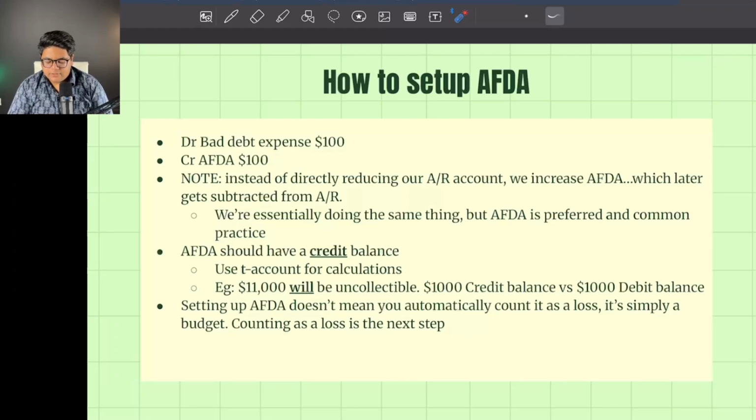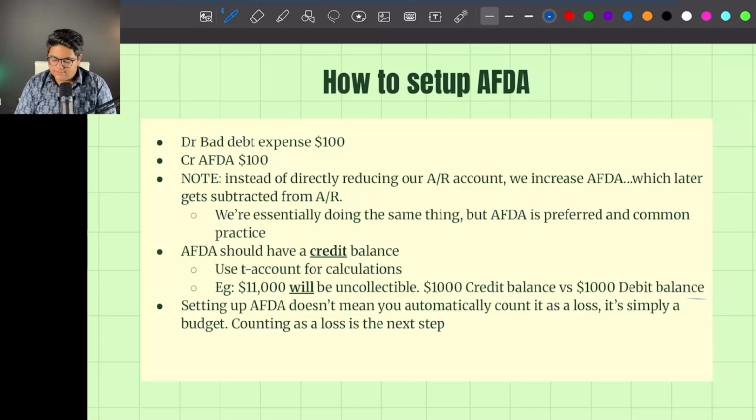And AFTA should have a credit balance because we're subtracting our contra account from our asset account. Our asset account is debit. The contra account has to be opposite. So the contra account in this case has to be credit. And another tip is to use T accounts for calculations. So let's just go over an example.